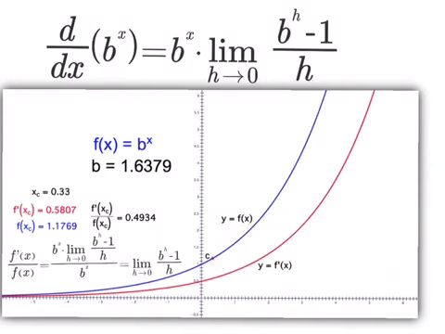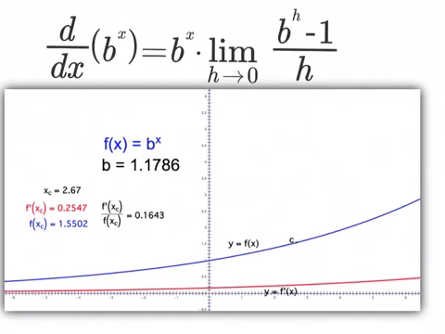And that should not surprise you at all. Why not? Well, here is the ratio. f prime of x divided by f of x is this value, which we found up here: b to the x times that limit, divided by b to the x. And these b to the x's will cancel out, so I get that. So this number right here is that ratio, that limit as h goes to 0 of b to the h minus 1 over h for this particular b value, 1.6379.